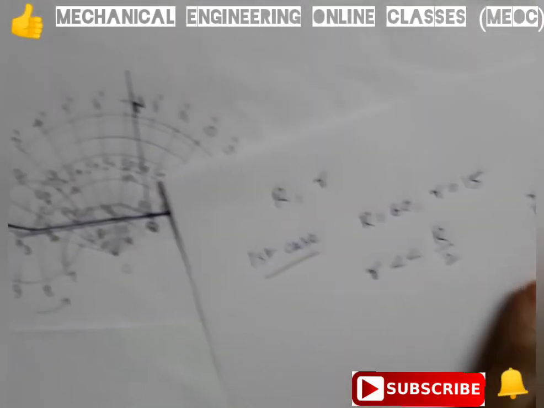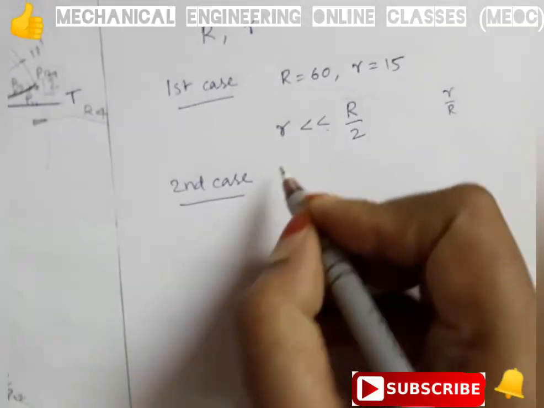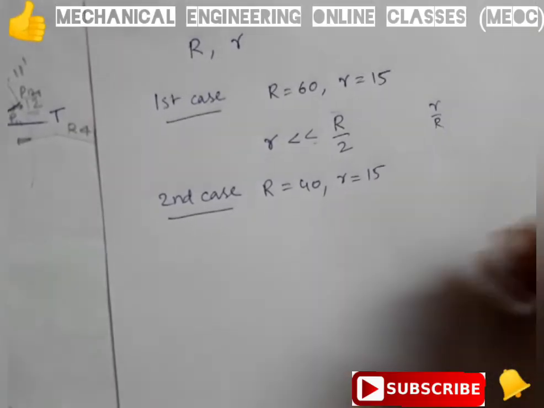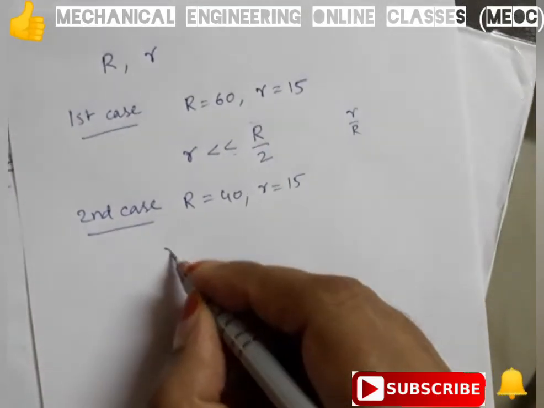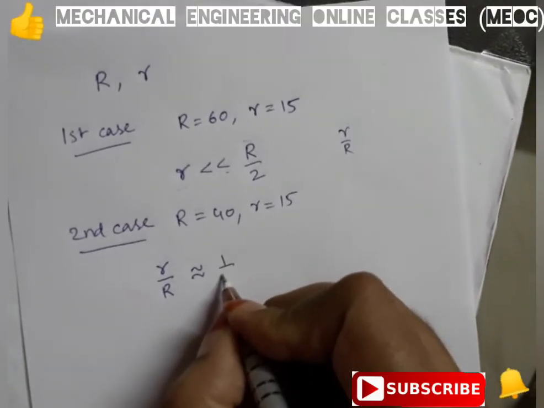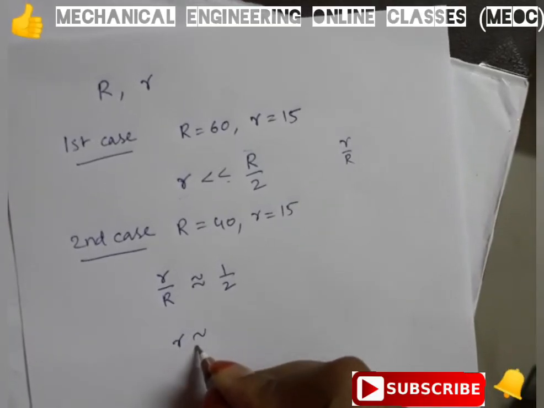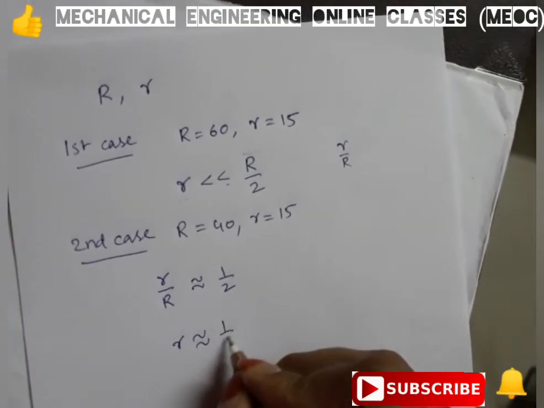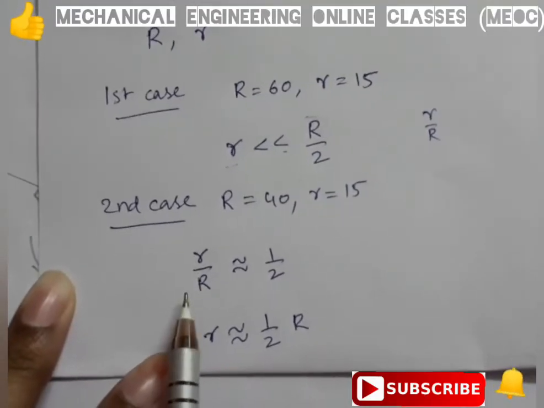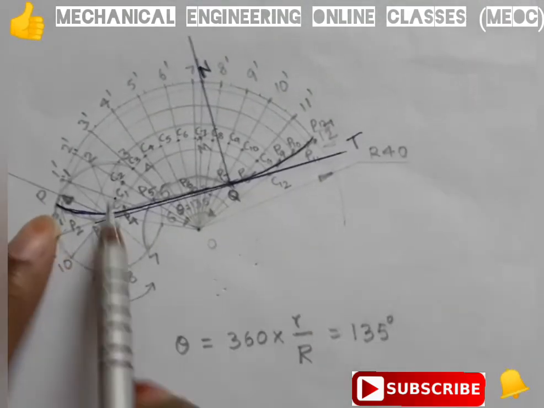Whereas in the second case, capital R is only 40 and small r is 15. So here what is happening to the small r by capital R ratio? It is nearing to half. It is nearing to 0.5. That means small r is approximately half of the capital R. So when the r by capital R ratio is nearing to half, the curve is tending to straighten.